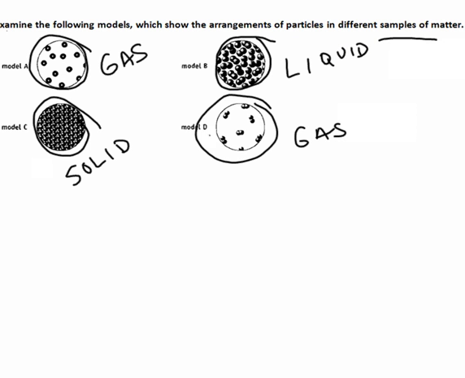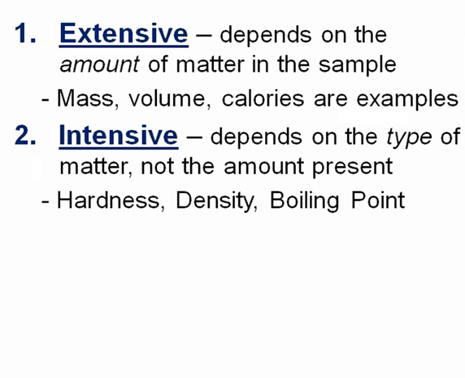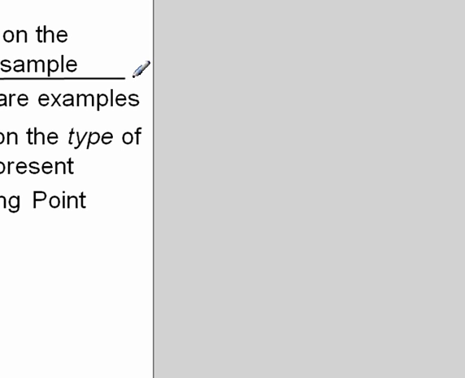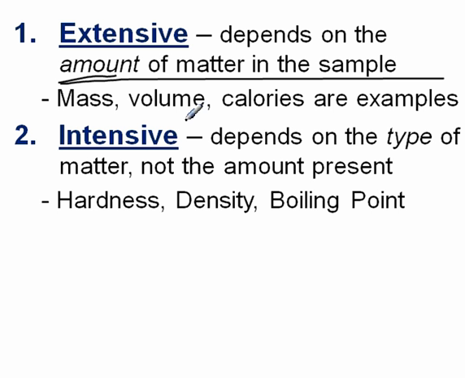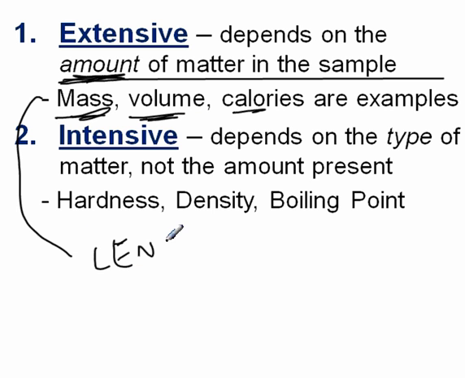Other things you need to be aware of. Extensive. Extensive means that the amount of matter that you have is key in the type of property. So the more you have, the greater, like for example, mass, volume, calories, length. The 3 big ones in chemistry, the 3 extensive properties are listed here. Mass, volume, calories, and then length down here. Oh, let me add length. If you know those 3, pretty much every other property we study in chemistry is intensive.